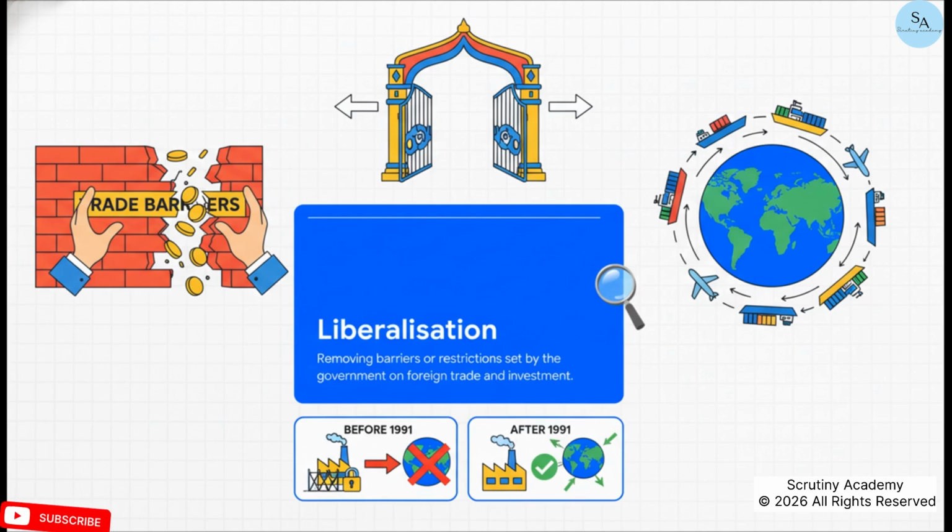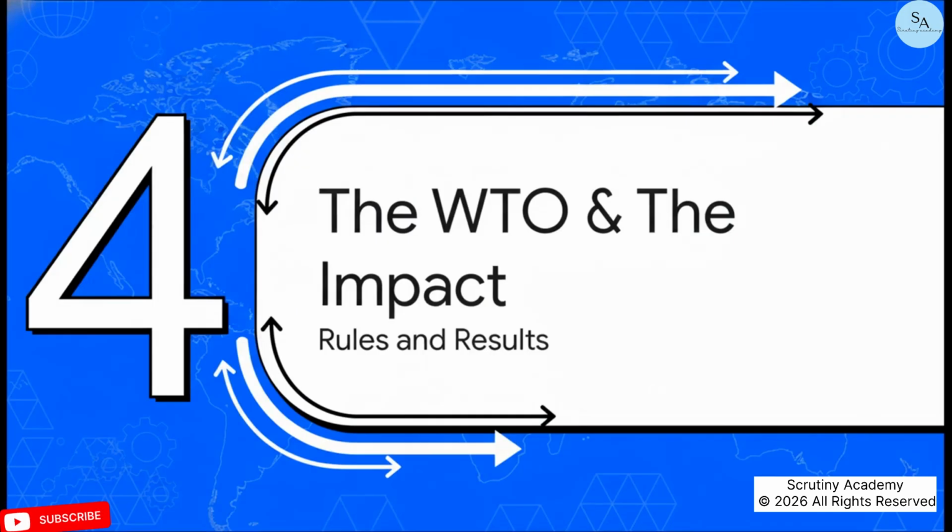Liberalization is just the process of tearing down those walls, removing those restrictions, and letting foreign trade and investment flow in more easily. Okay, so if you're going to tear down all these walls and let everyone trade freely, you kind of need a referee, right? You need someone to set the new rules of the game. And that's where the World Trade Organization, or WTO, comes in. Let's look at the rules, and more importantly, the results.